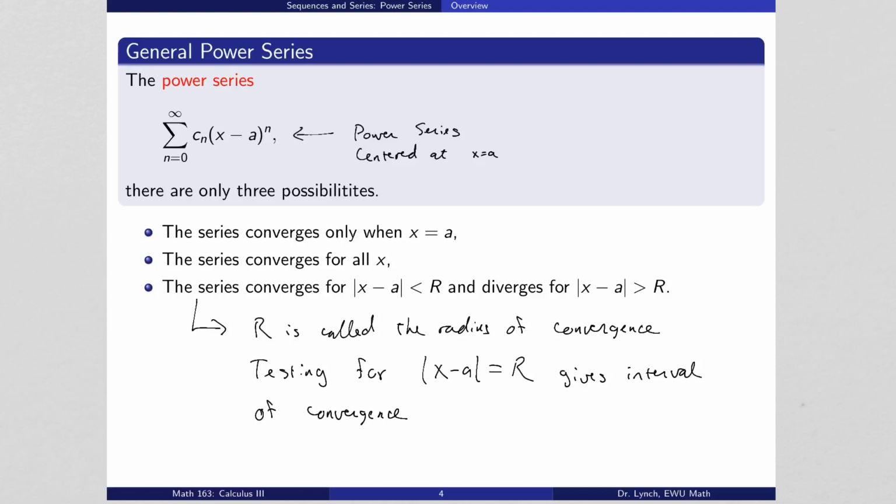So in this last case, this capital R is called the radius of convergence. And testing at the endpoints of that radius, namely where the ratio test is inconclusive, at x minus a equal to R in absolute value, gives the interval of convergence. So generally speaking, when we analyze power series, we're interested in identifying the interval and radius of convergence.